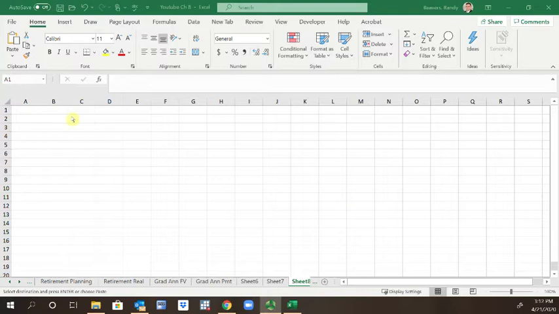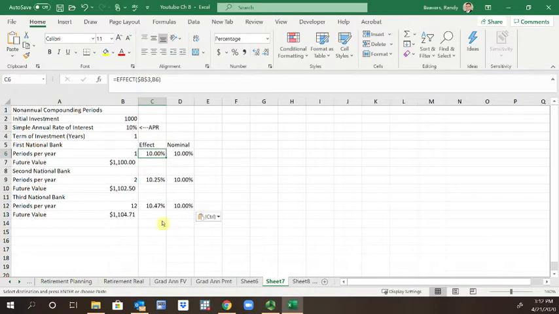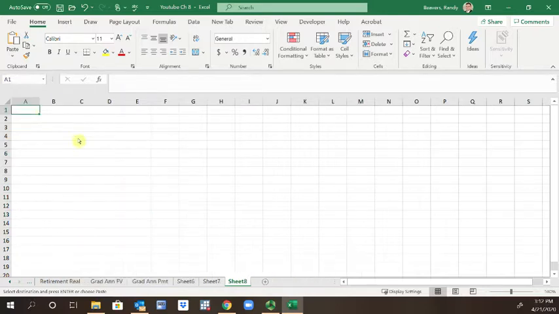Last, I want to talk about continuous compounding. So we saw in the previous video that the more you compound, the higher your effective rates are going to be and the higher your future values would be. Let's create a chart of this and then look at what happens if you're compounding constantly or continuously.